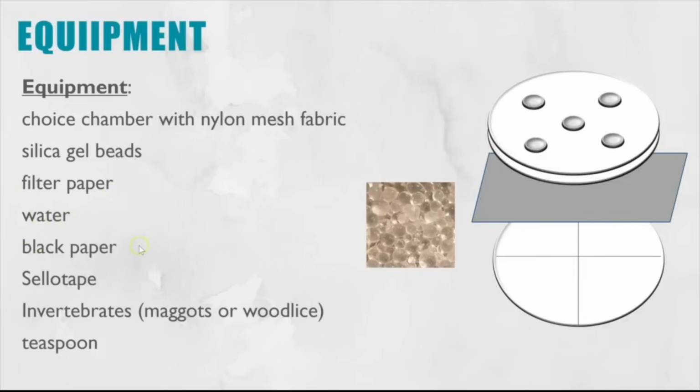To create a dark chamber, you would cover the plastic in black paper and sellotape it down. We need the invertebrates themselves, and so that you don't touch them, you use a teaspoon to collect them and then insert them in through the hole.